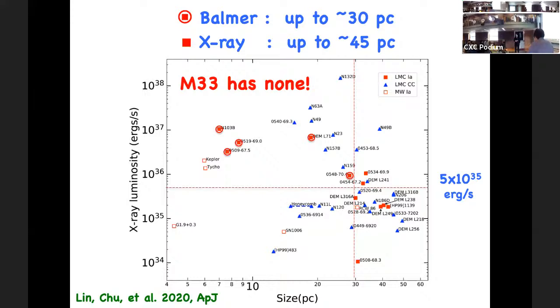In M33, the interstellar medium is not that different from the LMC. Yeah, but locally, there are things that we cannot control. It's in the middle of nowhere, right? The LMC is five, M33 zero. Five and zero. The ratio is infinity, you know?